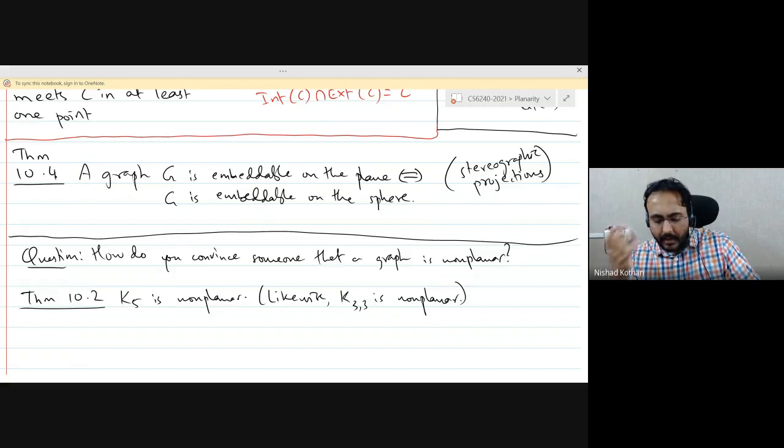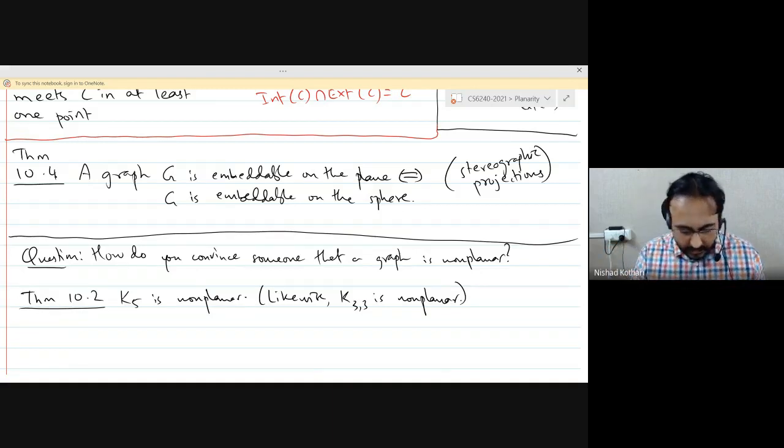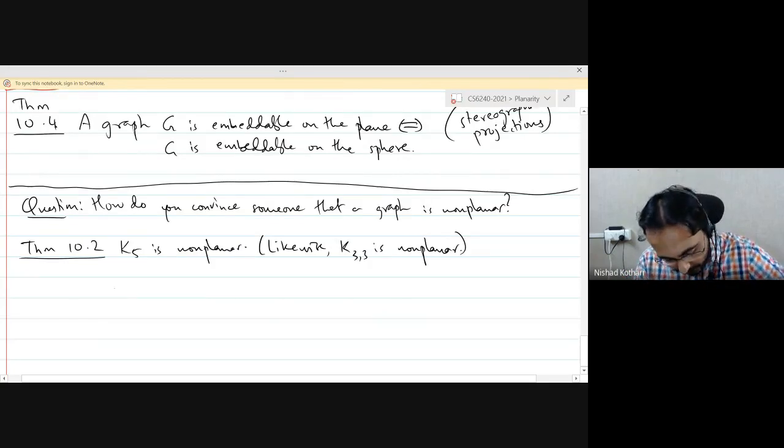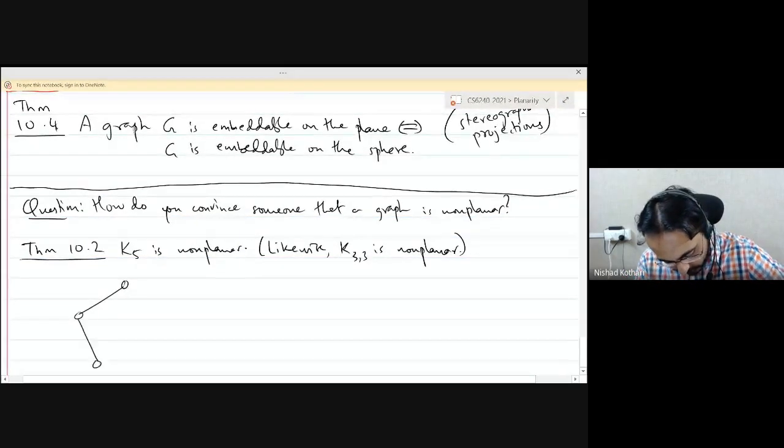But if I give you an arbitrary graph, it would be nice to have some more direct way to convince someone that the graph is nonplanar. Okay? And so one way to do that is using Kuratowski's theorem that I want to tell you today. So let's go back to K5 and let's make an observation. Supposing this is my graph K5, okay.